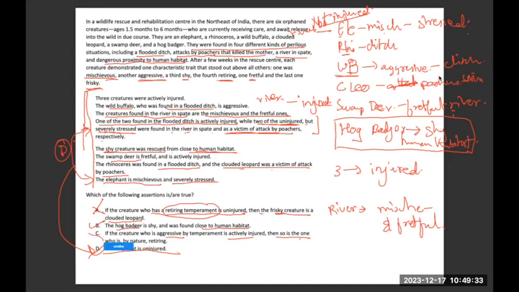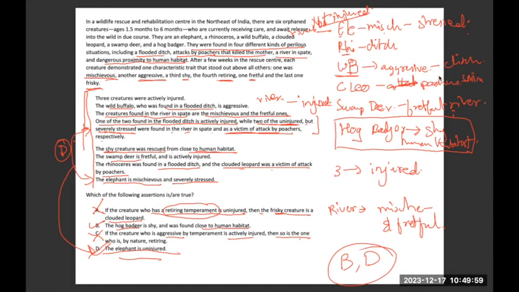So A or C, I will actively skip in this case, and I will go for B and D because there is some establishment which is coming about of the hog badger to be shy and of course the elephant to be uninjured. In this case, A and C can be risky establishing it. So don't go for things which are not given.